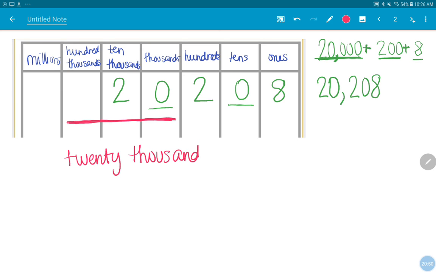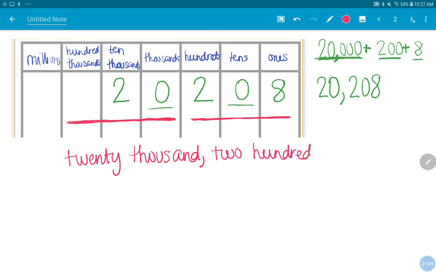20,000. Then Caden said we need a comma. Why do we need a comma there, Caden? Because it separates the 208 from 20,000. Exactly. It separates our hundreds, tens, and ones. So what do I write after the comma? 208.